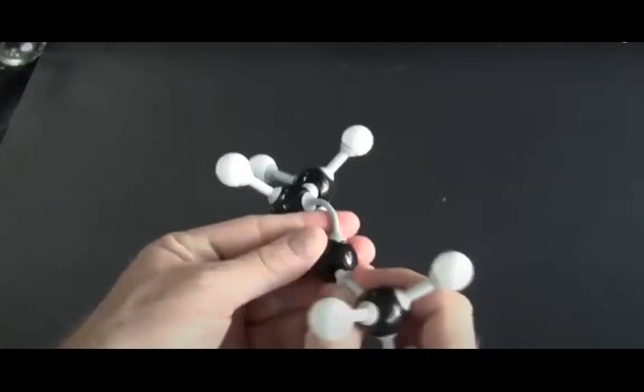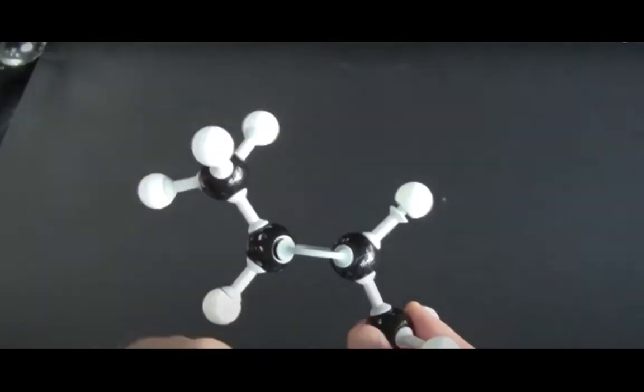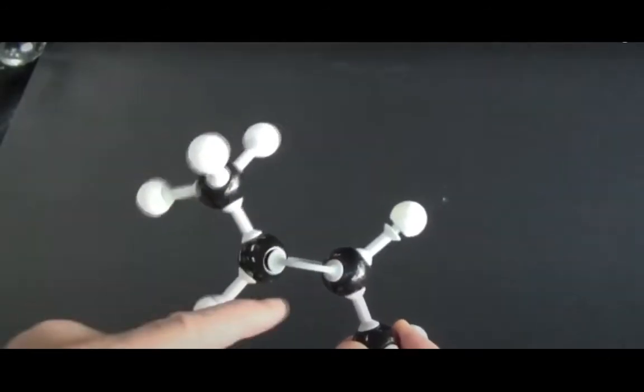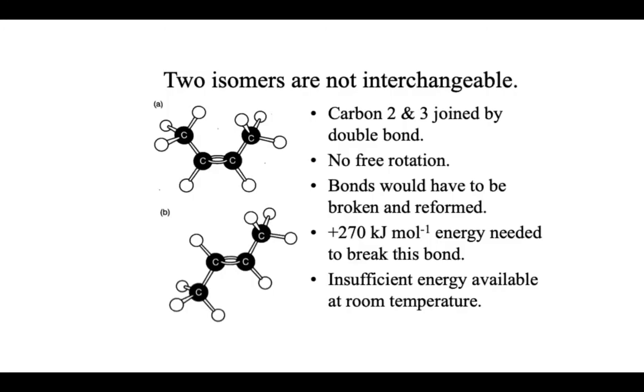So if I go back and I move this to a trans alkene, you're going to notice that each carbon has 2 different functional groups attached to it. So we're looking specifically at where that double bond is. And so when they're across from one another, we call that trans. So as we saw in the video, we noticed that at carbon 2 and 3, there was a double bond. There was limited rotation, and in order for us to recreate figure B, we would have to break the bonds. And in order to break those bonds, that requires a certain amount of energy to do that. And in this case, 270 kilojoules per mole. So there's insufficient energy available at room temperature in order for that to happen on its own.